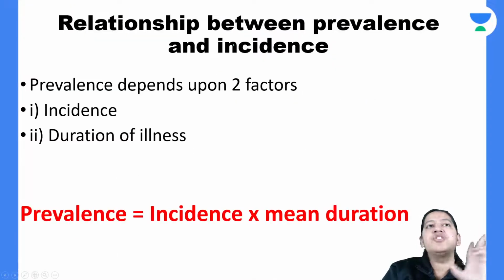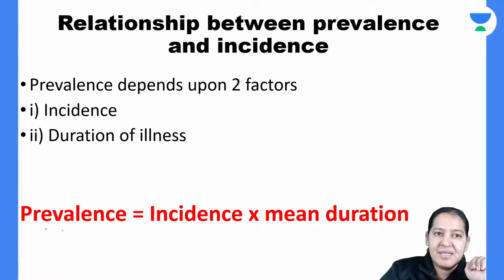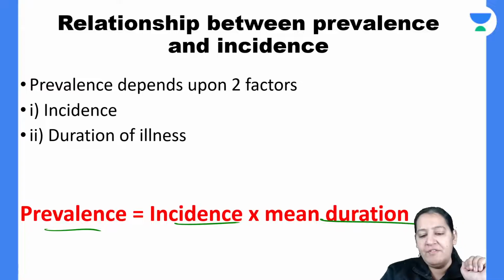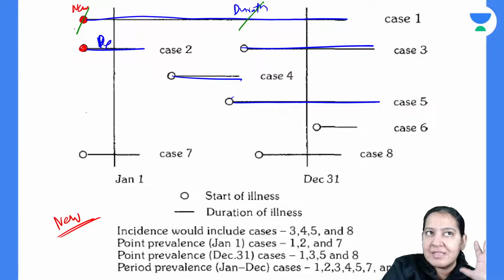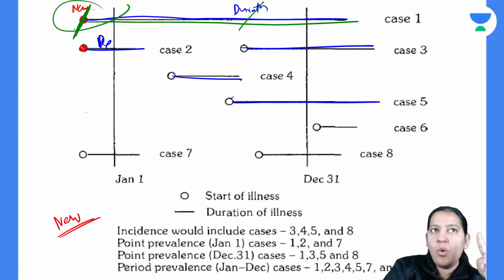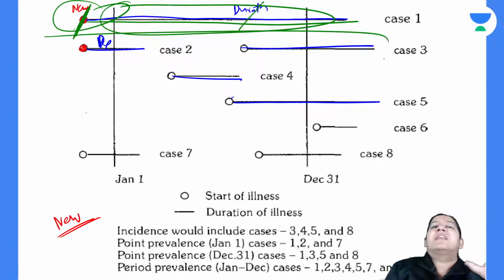So what is the relationship between incidence and prevalence? Prevalence is equal to incidence into duration. Have you got it? So what is prevalence? Prevalence is old plus new. So this is new and this is old. So if we multiply new and duration, we will get the answer of prevalence.